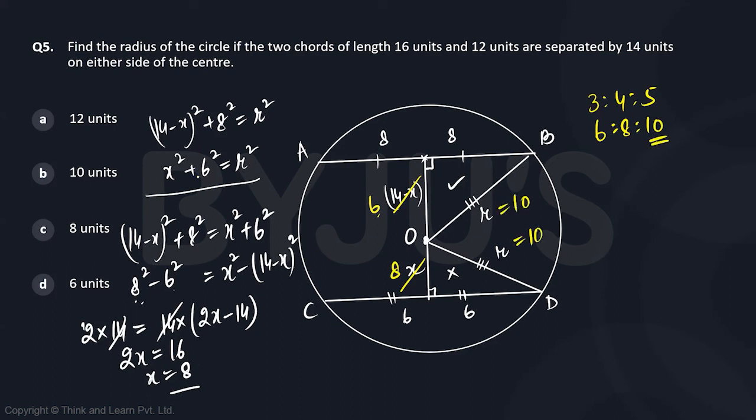We don't have to put the value of X equal to 8 back in the equation because it will be a little calculative. So using the triplet, we can figure out the length of the radius relatively faster. So 10 units is the answer.